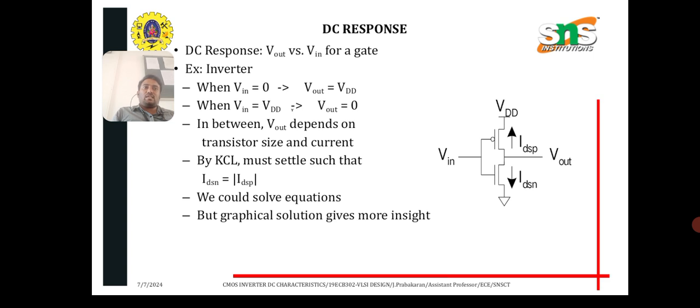The NMOS transistor is connected between the output and ground, activated by a high input voltage, and the PMOS transistor is connected between VDD and the output, activated by a low input voltage.